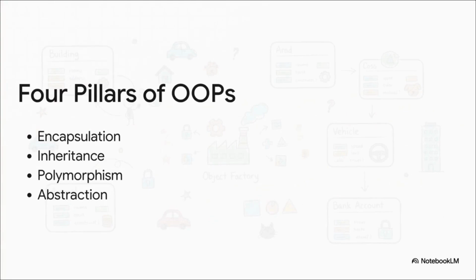So, we have the blueprint and we have the objects. Now we arrive at the most critical stretch of this explainer, the 4 pillars of OOPs. They are encapsulation, inheritance, polymorphism, and abstraction. If you can understand these 4 concepts, you have practically mastered the philosophy of object-oriented programming.